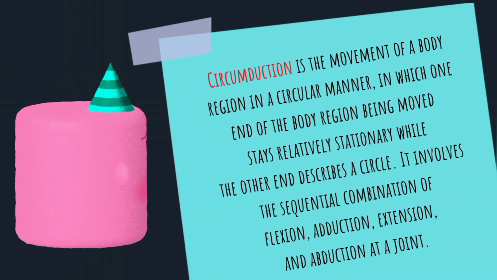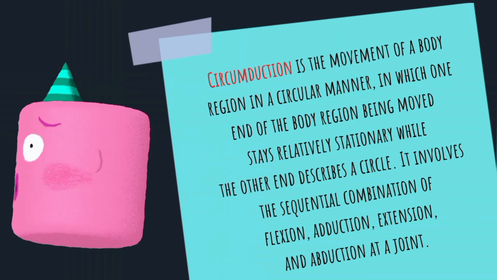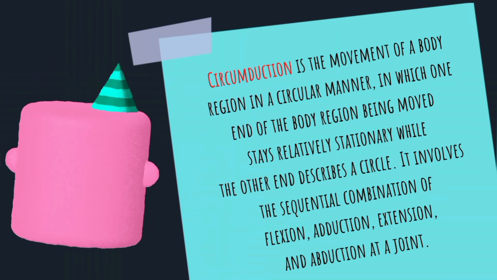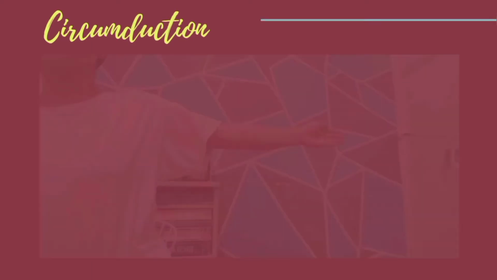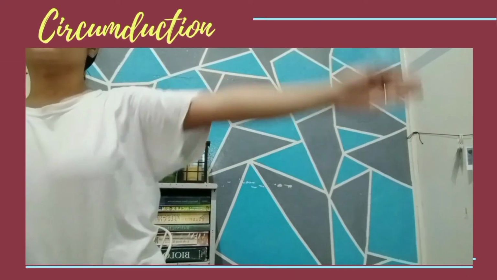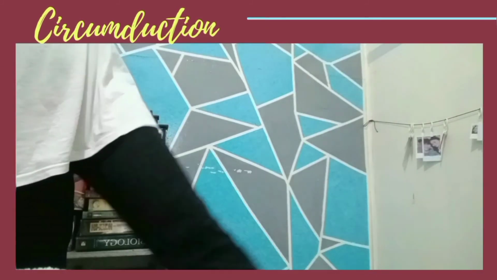Lastly is circumduction. Circumduction is the movement of a body region in a circular manner, in which one end of the body region being moved stays relatively stationary, while the other end describes a circle. It involves a sequential combination of flexion, adduction, extension, and abduction at the joint.